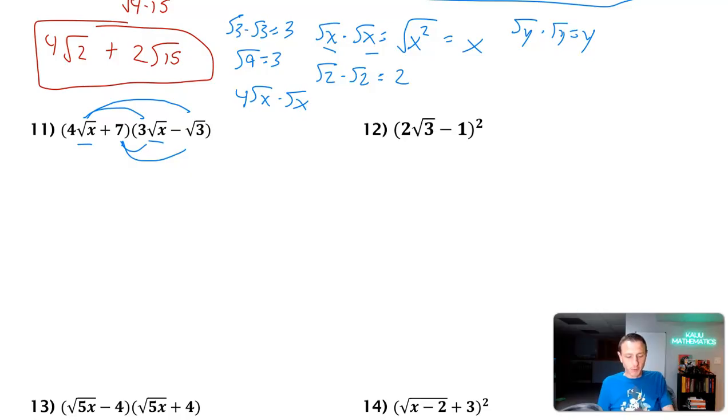So if I'm doing 4 square root of x times the square root of x, that's just going to be 4x, because the square root of x times the square root of x is just x. Square root of x squared is x, as I've been talking about, so that's 4x.